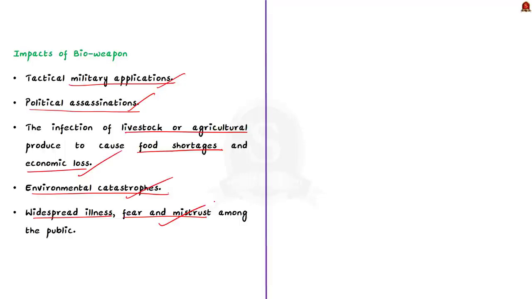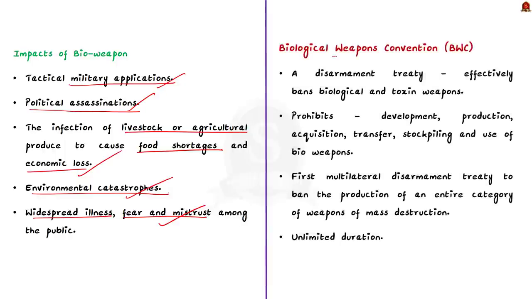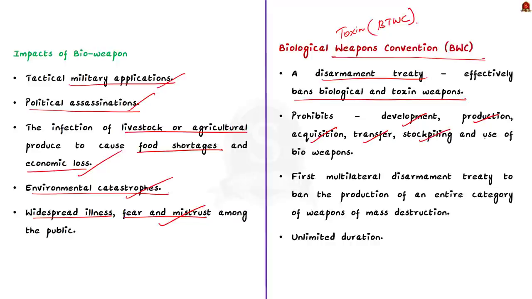Don't worry, to combat these ill effects of biological weapons, the Biological Weapons Convention, BWC, or the Biological and Toxin Weapons Convention, BTWC, came into existence. It is a disarmament treaty that effectively bans biological and toxin weapons by prohibiting their development, production, acquisition, transfer, stockpiling and use. Having entered into force on 26th March 1975, the BWC was the first multilateral disarmament treaty to ban the production of an entire category of weapons of mass destruction. The convention is of unlimited duration.